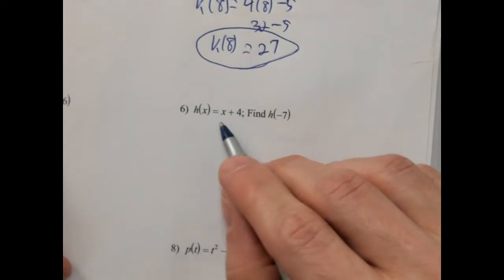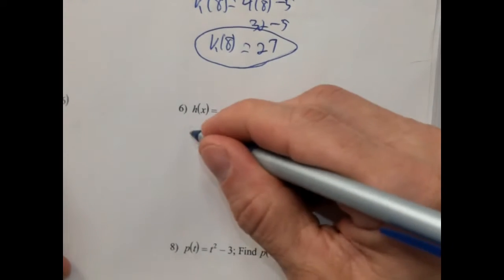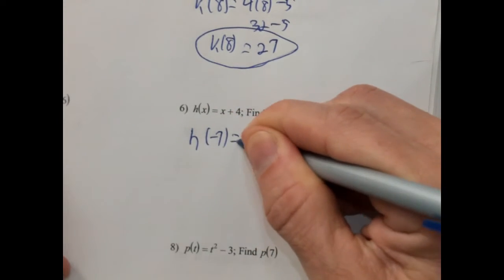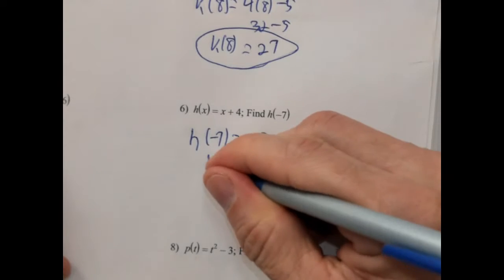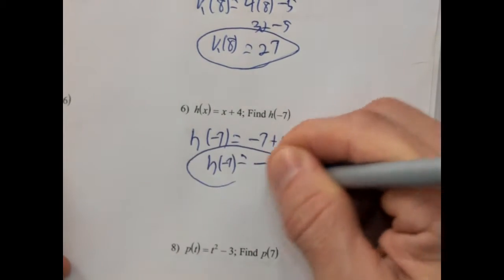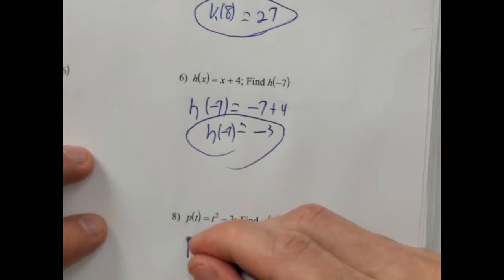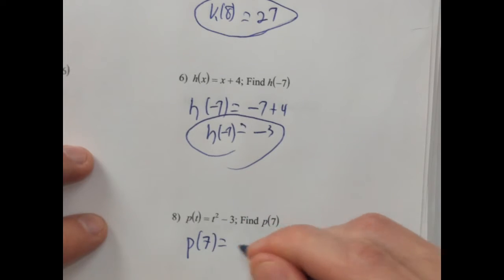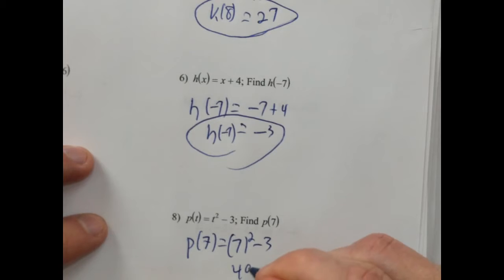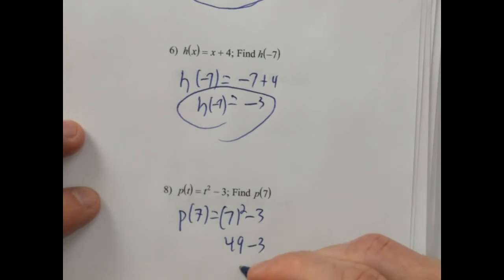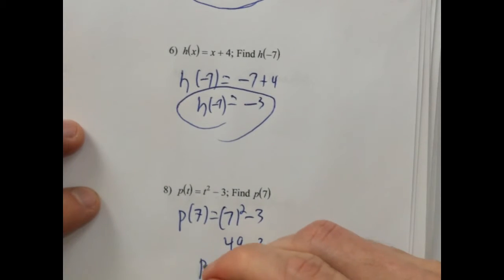All right. h of x equals x plus 4. Find h of negative 7. h of negative 7 equals negative 7 plus 4, which is negative 3. So h of negative 7 is negative 3. p of 7 equals 7 squared minus 3. 7 squared is 49, 49 take away 3 is 46. So p of 7 equals 46.